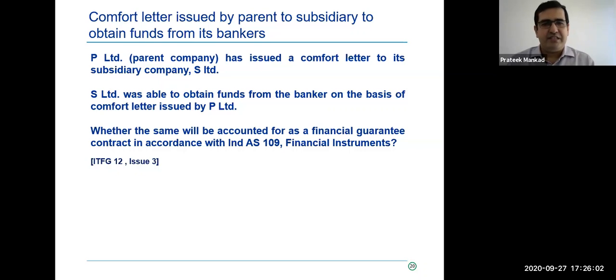Right. Let's maybe spend half a minute or 1 minute on what is a financial guarantee, and then let's look at the fact pattern. A financial guarantee contract is a contract which requires the issuer of the contract to reimburse or make specific payments to the holder for a loss that it incurs. And that loss is incurred only when the original debtor does not pay. So in this case, the bank is the lender, the bank is the recipient of the guarantee.